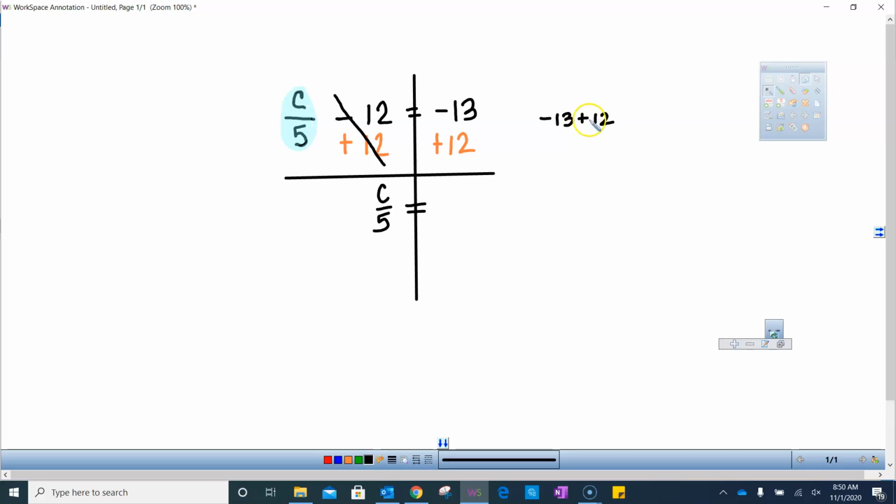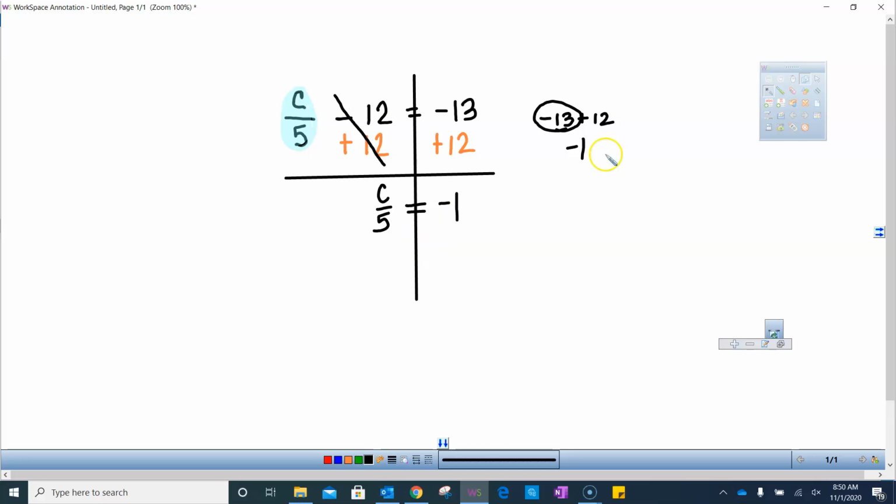I have negative 13 plus 12. Same signs, add the two. Different signs, subtract. They're different. So I have to subtract 13, take away 12, and I get 1. Keep the sign of the higher number, then you'll be exact. So I get negative 1. So I'm going to put negative 1 on the right side.